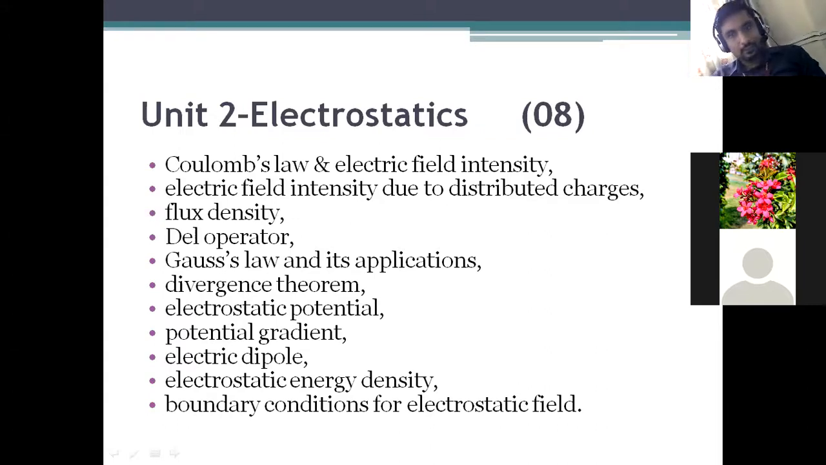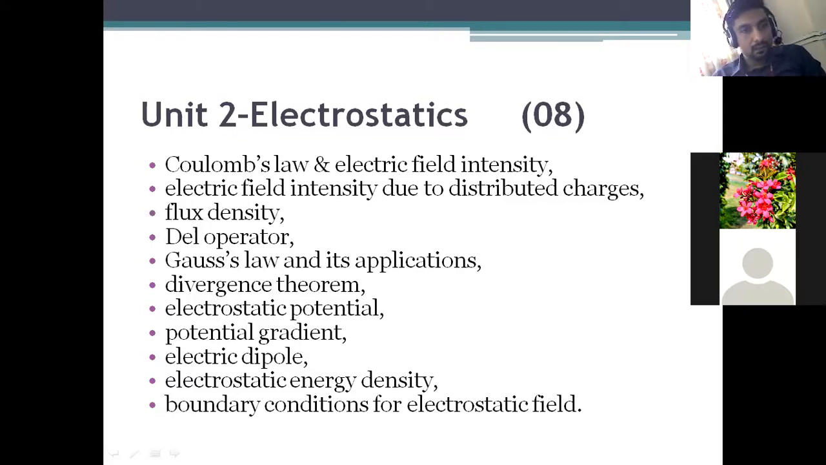After discussing those two concepts, we will discuss electric field intensity due to different charge configurations, different distributed charges. Like just now I said, Coulomb's law is basically defined for point charge. But in practice, we have different charge configurations. We call them distributed charges. That charge configuration can be line charge, surface charge, or volume charge, right? So all those things we will discuss here.